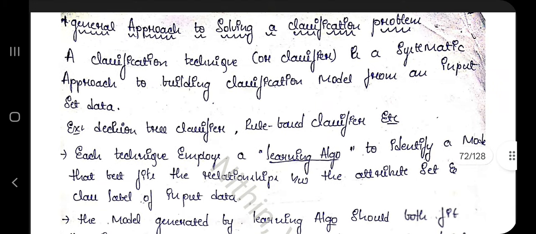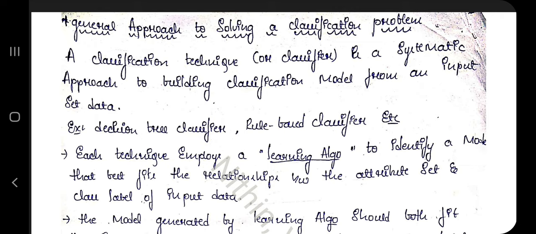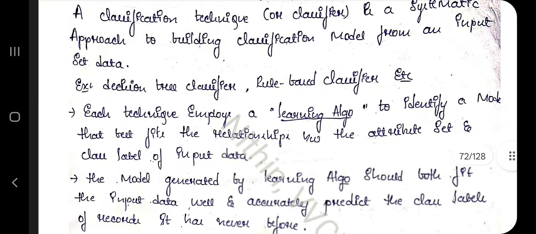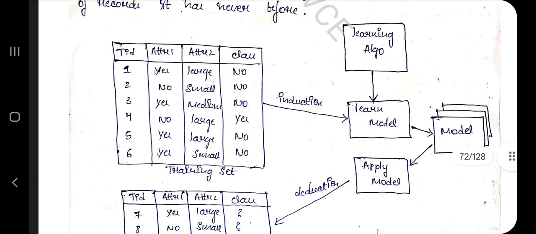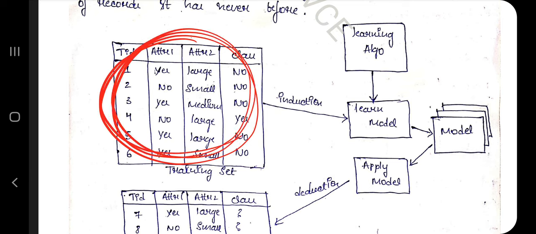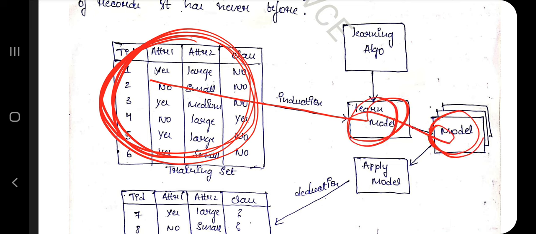Now the general approach to solving a classification problem. The basic classification is binary classification. Are you a boy or not? That's the basic classification, yes or no. You'll have an induction table here. By this the machine will learn the similarities and the trends. It will form a model, and we apply the model by giving it new values, so it will detect which class they belong to.